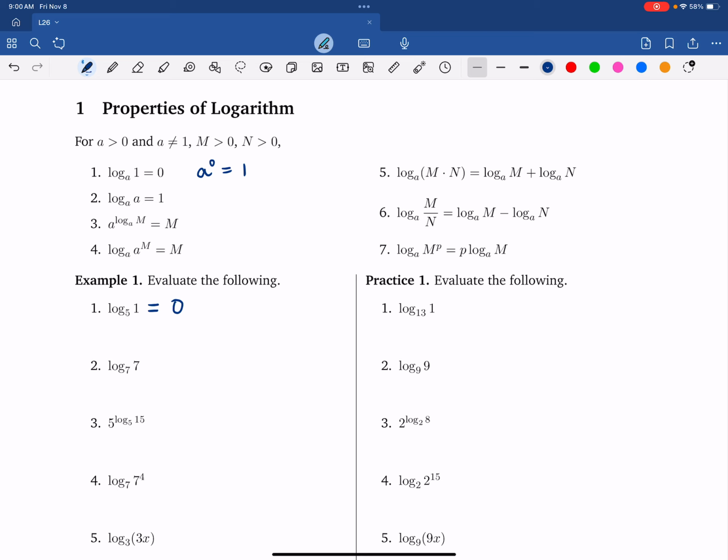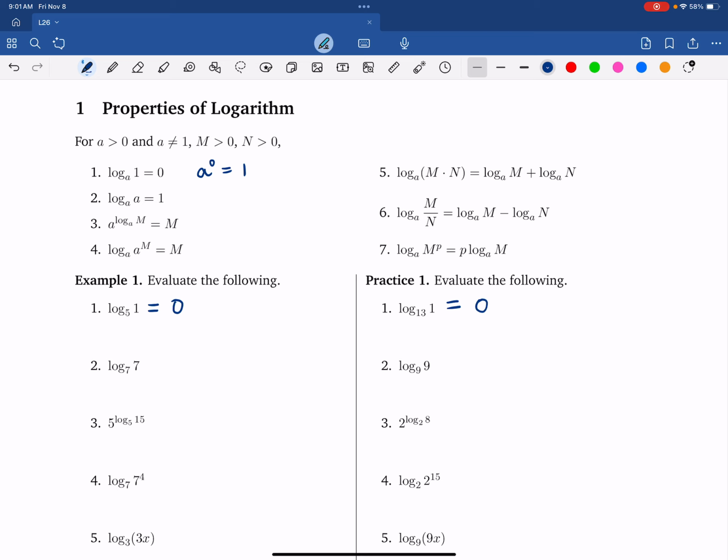And then since we're here, let's finish practice 1 as well. Number 1 is log base 13 of 1. So it's the same thing, right? The base is 13. 13 raised to the 0th power is 1. So the result is still 0. And that's the first property. And these properties do have some restrictions, by the way, in terms of the base. The base A has to be positive, and the base A cannot be 1. So those are some restrictions in terms of the base.